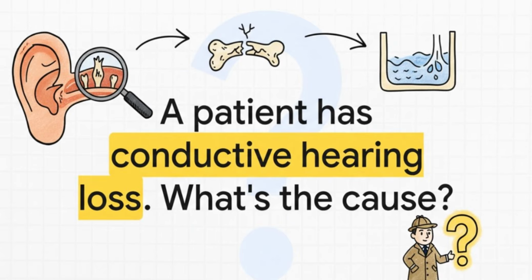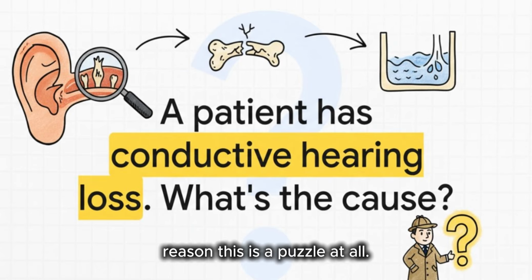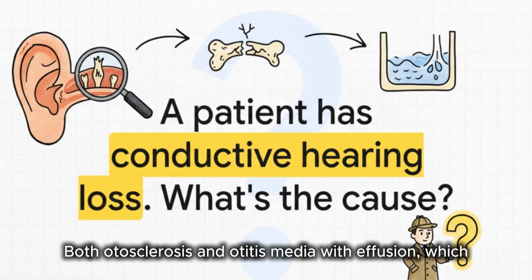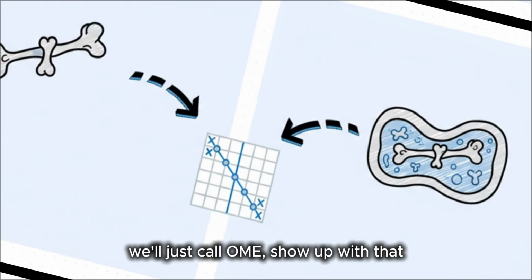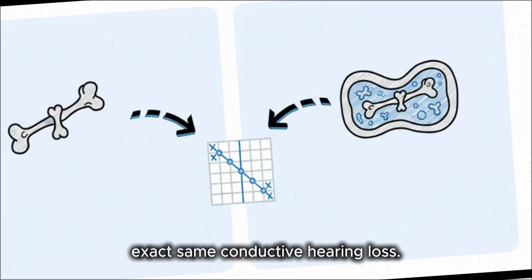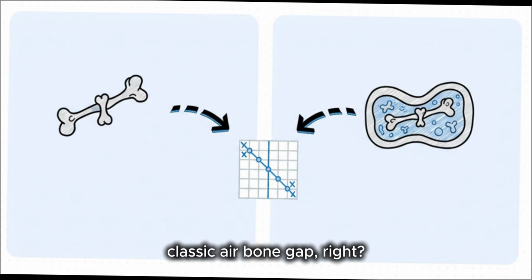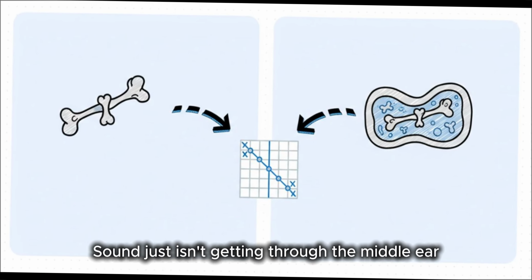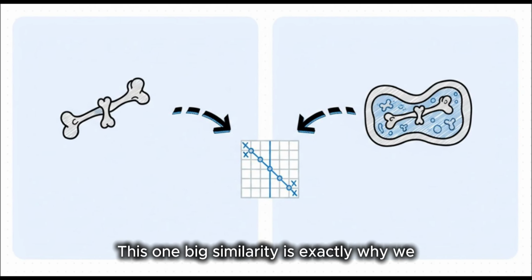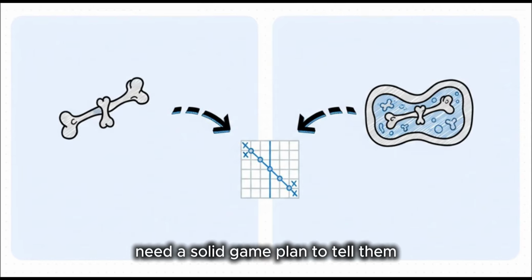And here's the heart of the problem, the reason this is a puzzle at all. Both otosclerosis and otitis media with effusion, which we'll just call OME, show up with that exact same conductive hearing loss. You'll see it on the audiogram as a classic air-bone gap, right? Sound just isn't getting through the middle ear like it should. This one big similarity is exactly why we need a solid game plan to tell them apart.